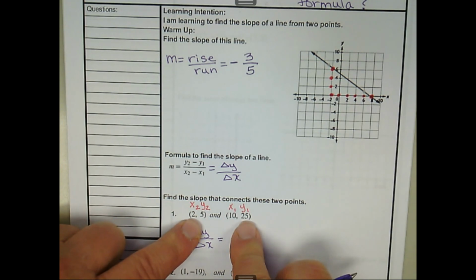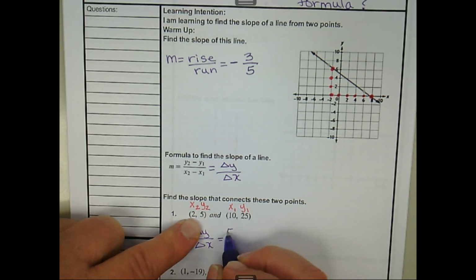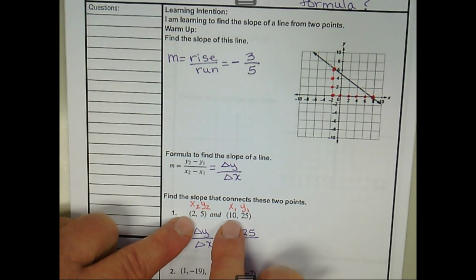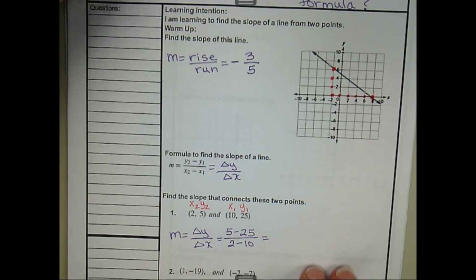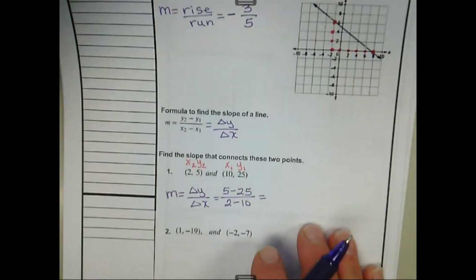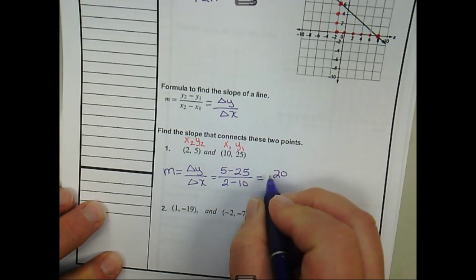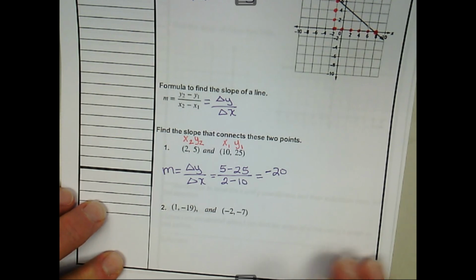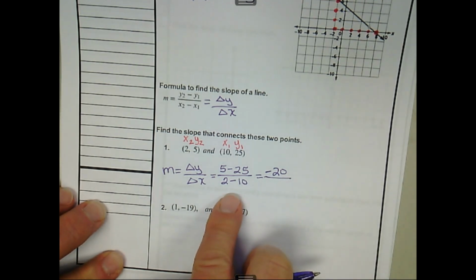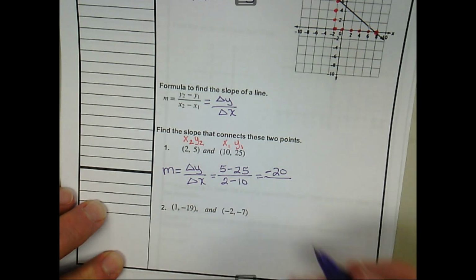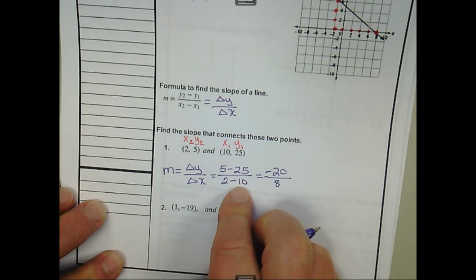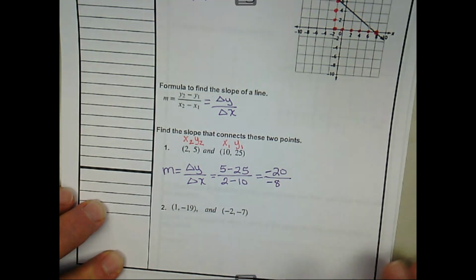Y is 5 and 25. 5 minus 25 over. The x's are 2 and 10. 2 minus 10. 5 minus 25, they're opposite signs, so I find their difference and keep the sign of the larger. 25 minus 5 is 20. The negative is the larger, so it's negative 20. Same thing again, I find my difference. 10 minus 2 is 8. Keep the sign of the larger. That makes it a negative 8.